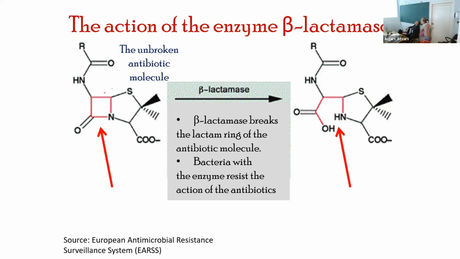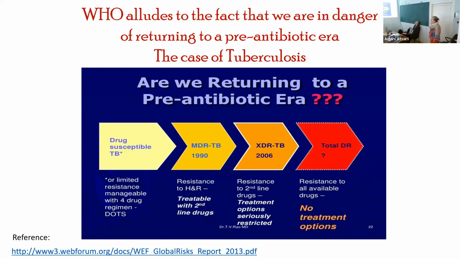So he foresaw this, even when it was just discovered. And this is why it's inefficient. The bacteria themselves develop an enzyme, beta-lactamase, that breaks this ring and makes the antibiotic inefficient. So it's the bacteria themselves that kill off the antibiotic. The World Health Organization alludes to the fact that we are in danger of returning to the pre-antibiotic era. They take the case of tuberculosis, where first-line and second-line antibiotics are not efficient anymore. So in a few years, there might not be any antibiotics, no treatment options. You can yourself read about this global risk.